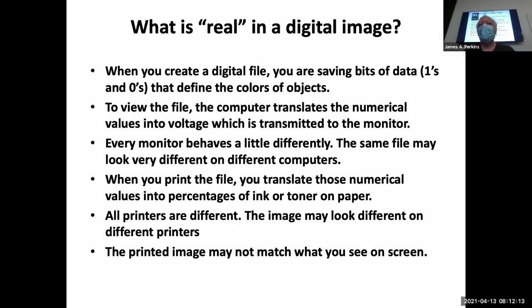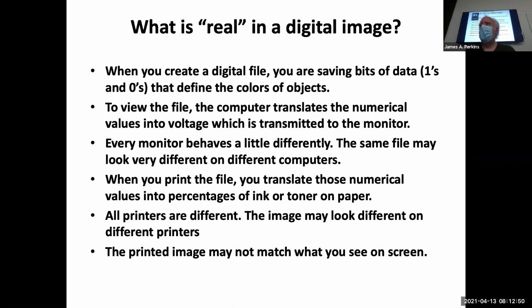So the only thing that is consistent when you copy that file and move the file from one computer to another, when you display it on your screen, when you send it to a printer, the only thing that's consistent is the numerical values that are stored in that digital file. So that's the only thing that's real in a digital image. It's just a string of ones and zeros stored in binary format in the digital file.